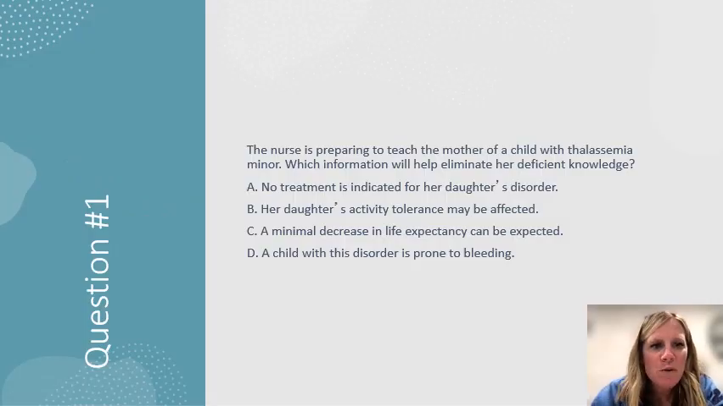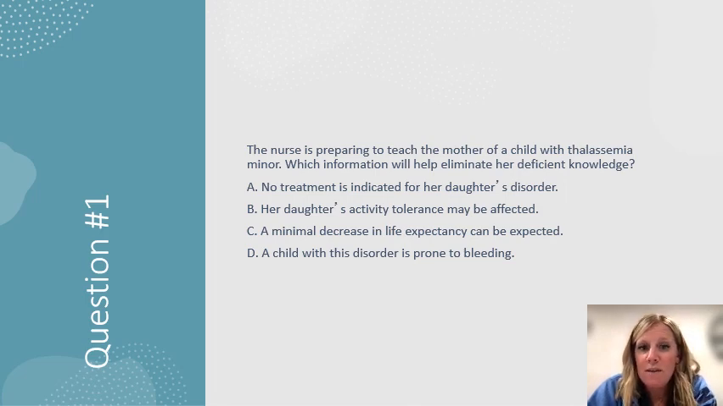All right, the nurse is preparing to teach the mother of a child with thalassemia minor. Which information will help eliminate her deficient knowledge? A, no treatment is indicated for her daughter's disorder. B, her daughter's activity tolerance may be affected. C, a minimal decrease in life expectancy can be expected. And D, a child with this disorder is prone to bleeding.